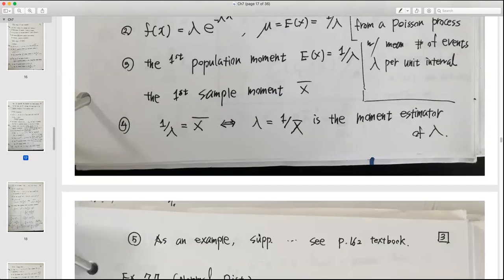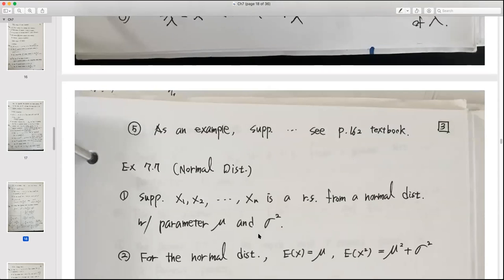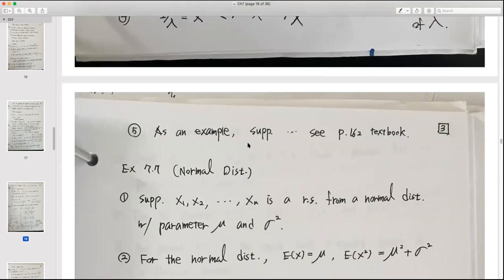Let's see an example. Let's look at page 162 of the textbook.